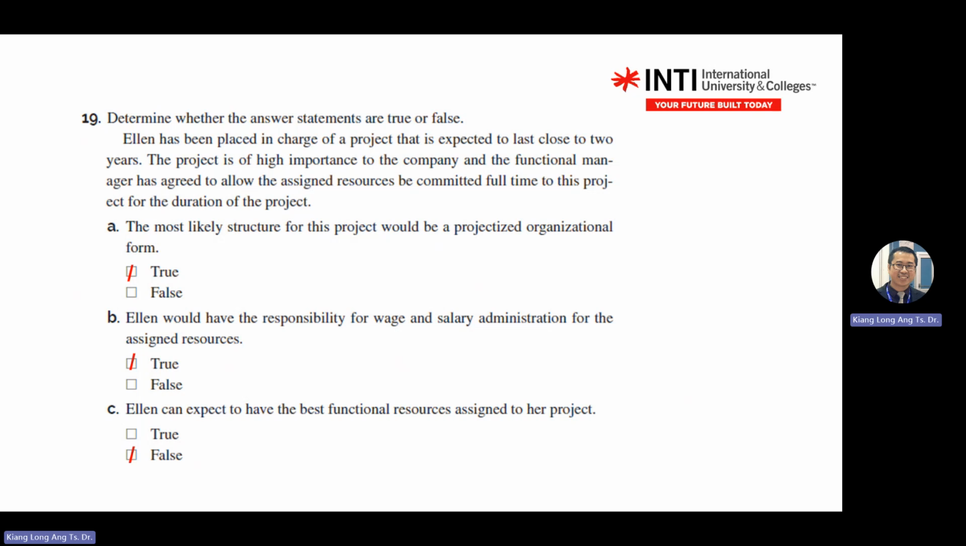So can we expect to have the best functional? Maybe yes, maybe no. My argument is based on here, high importance to the company. But it can be other projects also. Right? So for C, it can be true, it can be false. Although the textbook answer is false, in the scenario here it can be true and false, based on my answer.